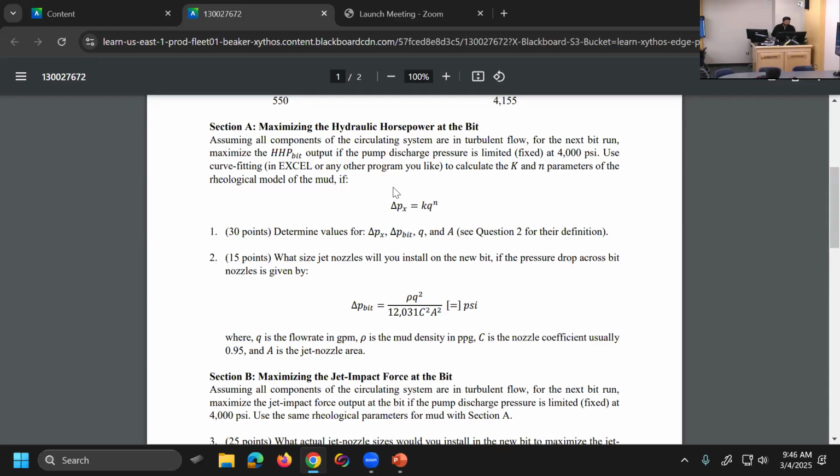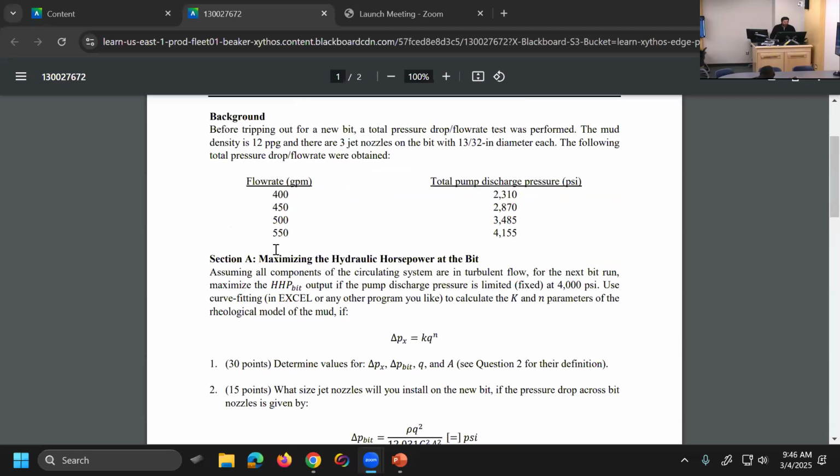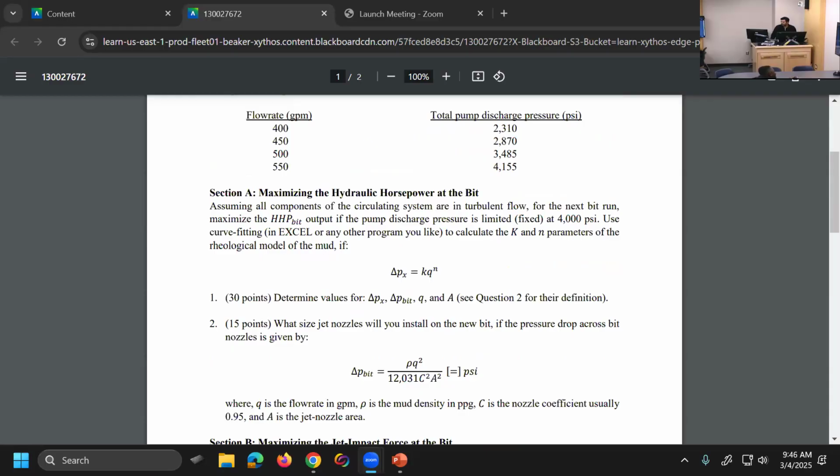So how are we going to go about solving part A, section A? We have data. Look at the data that we have here. This is good to have. We have GPM, basically this is Q. This is total pump delta P total.